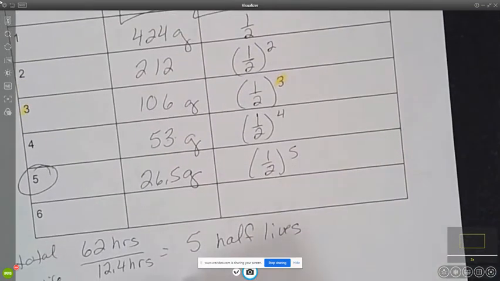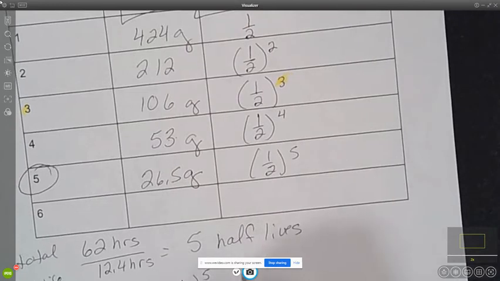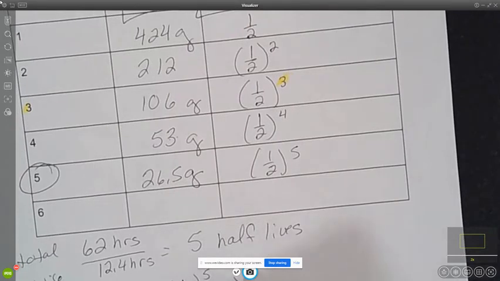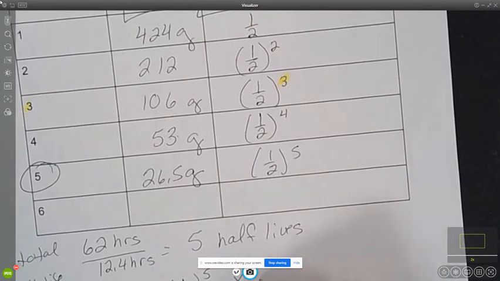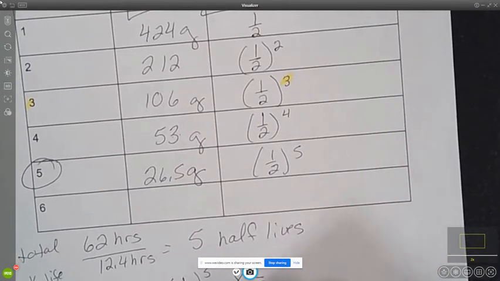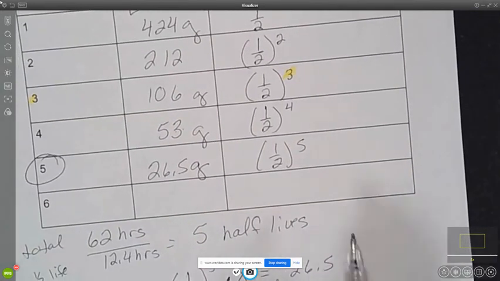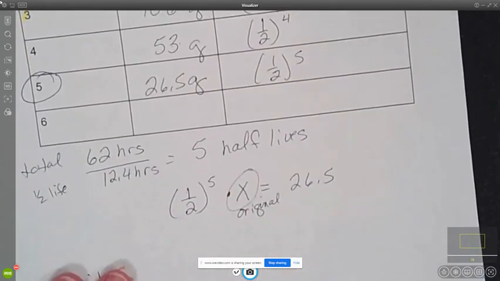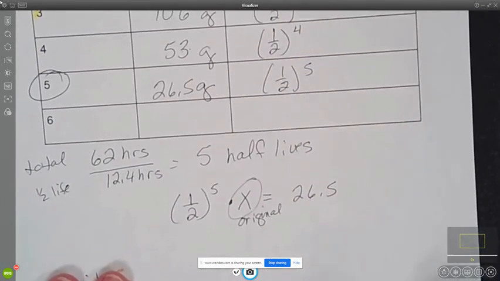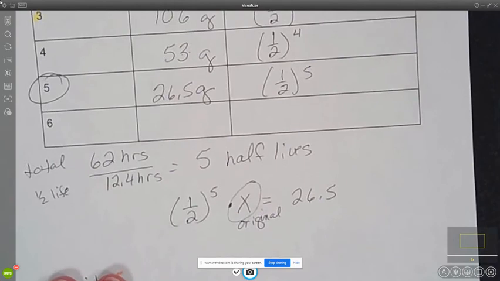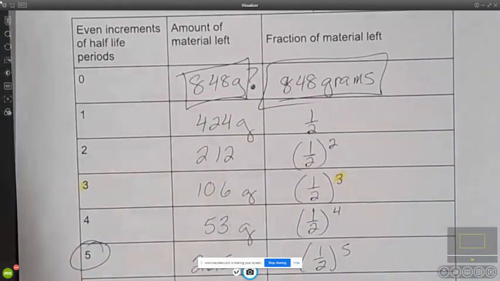So I'm saying, well, 1/2 to the 5th power times the fraction of the material that I have here, or the original, gives us this 26.5 grams. Just solve for x here. Use your calculator and solve for x. And that's it. This one's a pretty simple one. I like the chart. It makes it real simple.